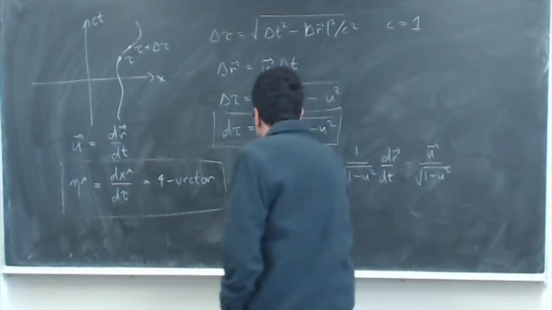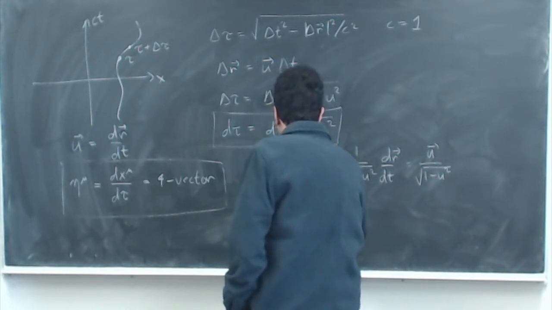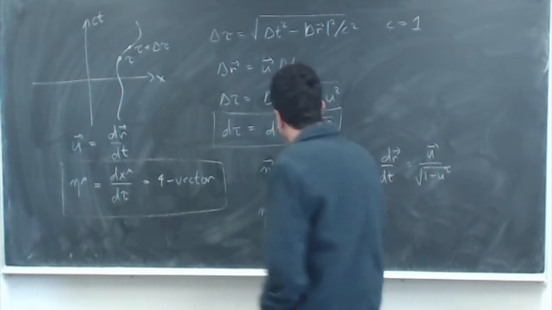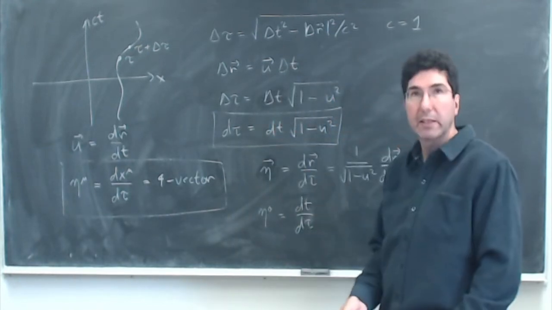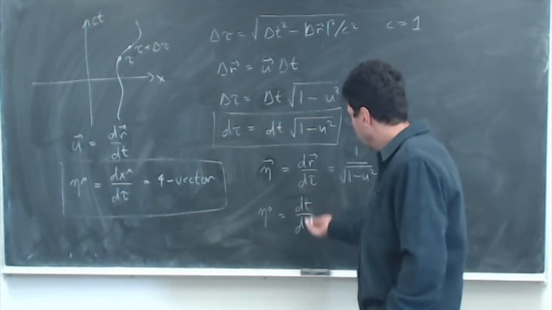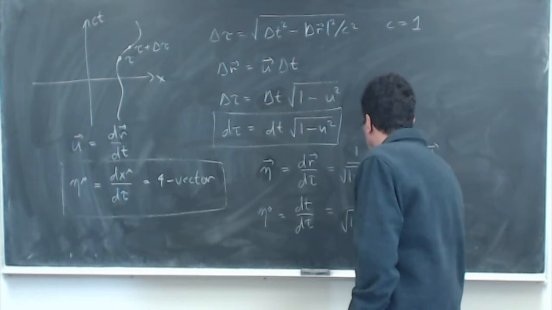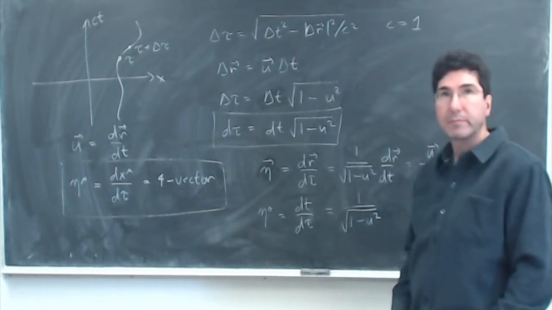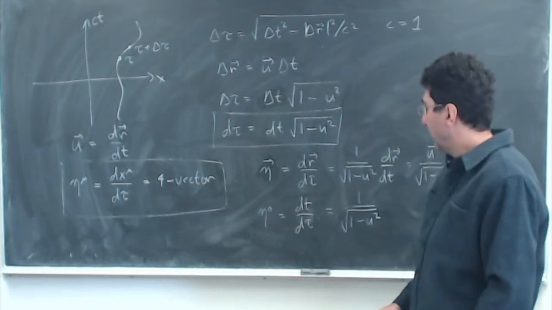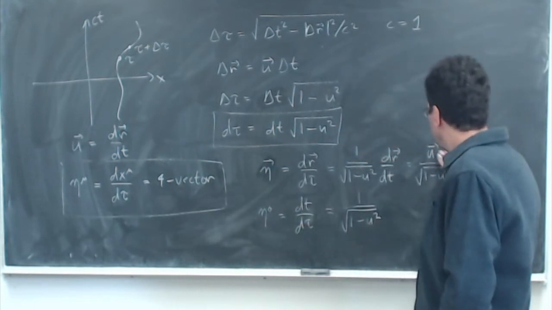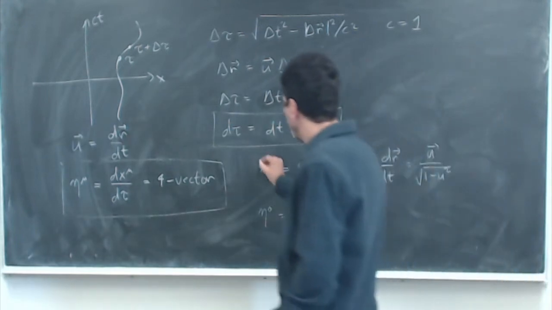So we see that the spatial components of eta are proportional to the velocity, but there's this normalization factor. And similarly, eta 0 is just dt d tau. Remember, c is equal to 1, so there's no ct or anything like this. I don't need to worry about that. And this thing is just 1 over square root 1 minus u squared. So we see that both the spatial components and the time component of eta are given, in terms of the 3-velocity, by these equations right here. Okay?